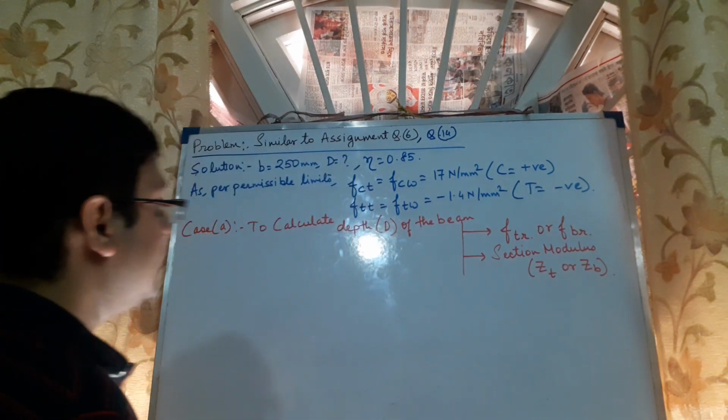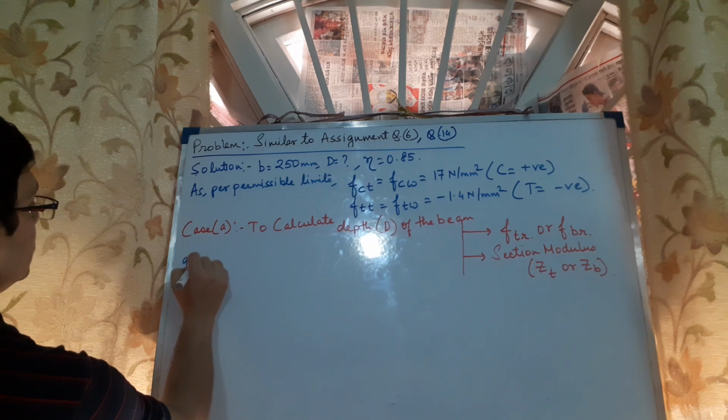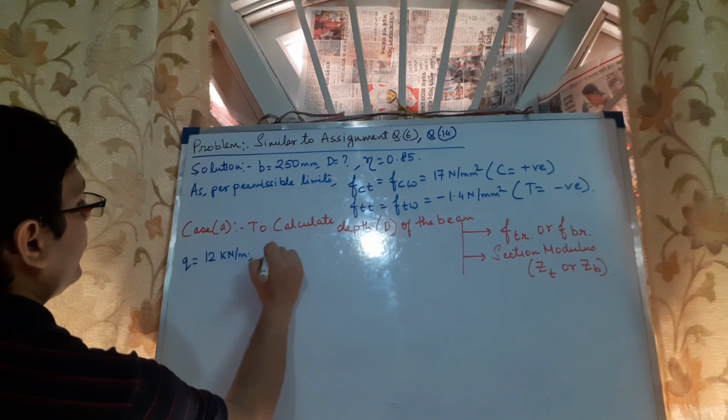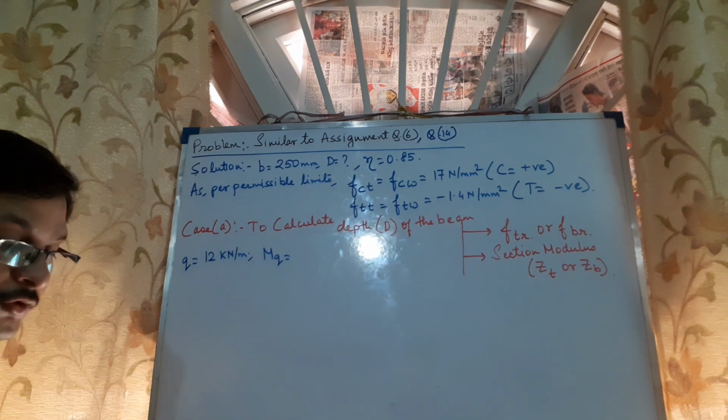So now we have given Q equal to 12 kN per meter. So the bending moment due to live load, that is the imposed load bending moment.